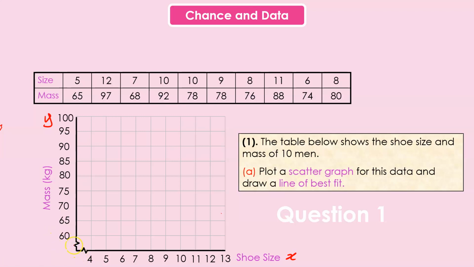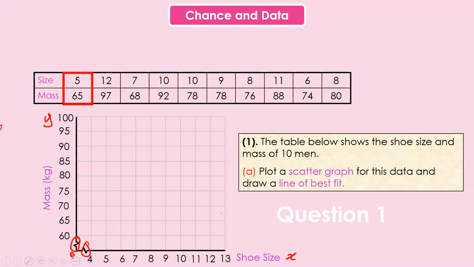The other thing to note with these axes is that you've got breaks. All graphs should start at 0, but because there's no value less than 60 or 4, it would be a waste of space to leave it. So you can always put breaks in your scatter plots.